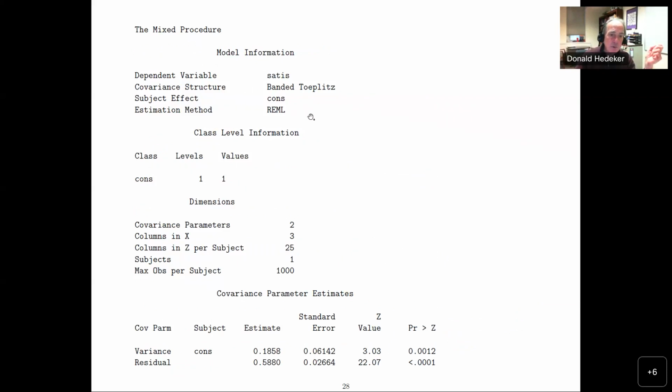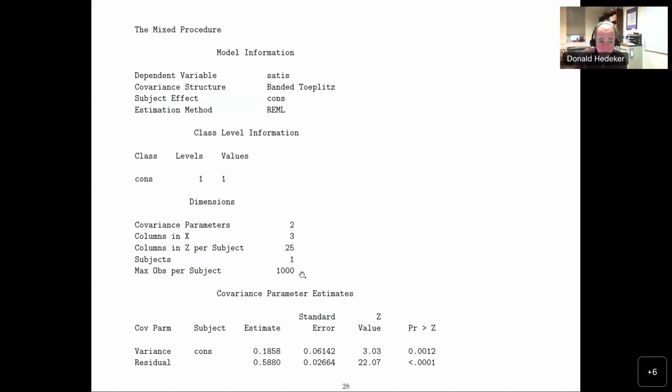Okay, so here I'm going to show the output for the model with the two covariates. Here, notice it indicates cons has one level, one value, right? So it's including everybody basically within the one cluster, as it were. However, within that one cluster, there's 25 random effects. Those are the weights. Okay. So here it identifies that there's one subject. That's kind of a misnomer in a sense, right? There's really 1,000 subjects here, right?